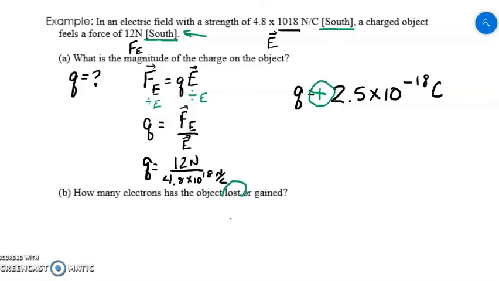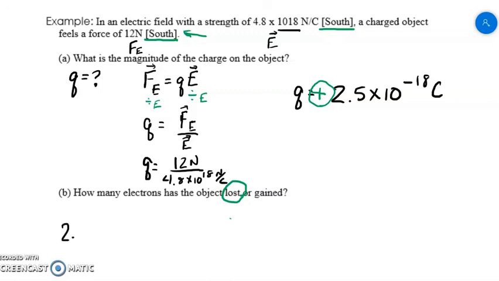So here's our answer for that part. We have to be losing electrons to get a positive charge. Now, how many electrons has it lost? In order to do that, we're going to take coulombs and just change it to ECs, because that's what the question is actually asking. How many electrons is this? How many ECs is this?